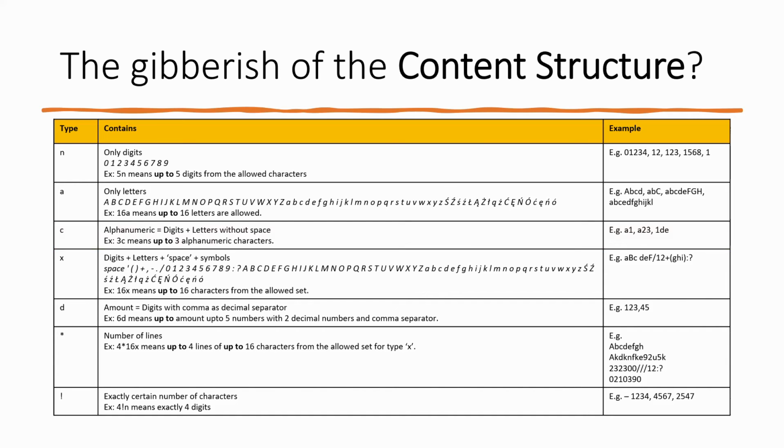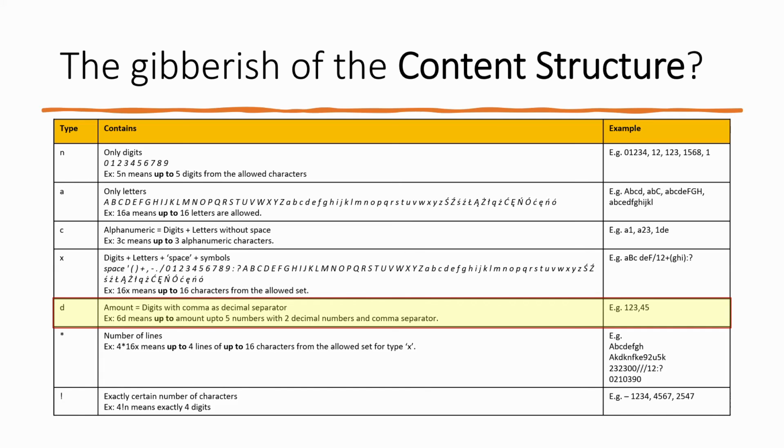The ID X allows digits, letters, and also symbols along with space. So it's a combination of N, A, and the space, and also other symbols which we can see here. These symbols can include the brackets, plus, minus, dot, oblique, colon, and question mark. Usually the question mark is used as a separator. If you want, in a continuous string, to separate two different words, then the question mark is used as a space between those two, but you can also use a space if that tag allows X as the content ID. So for example, 16X means it can have up to 16 characters from the allowed set. You can also see the example on the right side.